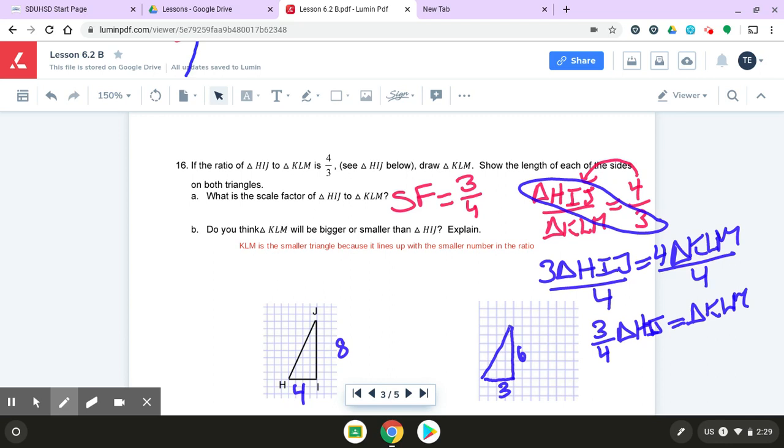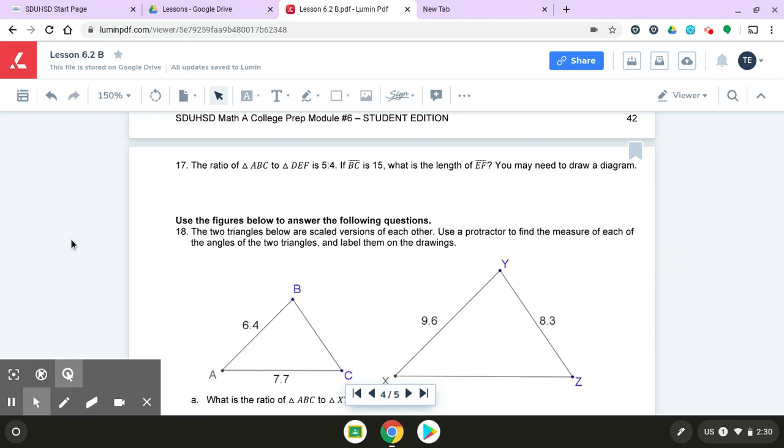And then I'm going to put my letters down in corresponding parts. So H maps to K, and I maps to L, and J maps to M. So we've got it. Okay, try number 17 and then see if you get the right answer.